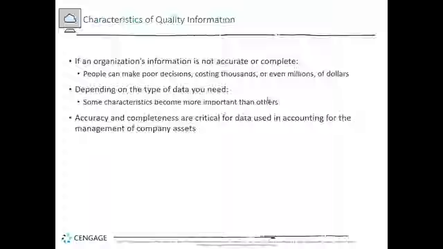The value of information. Valuable information helps people perform tasks more effectively and efficiently. Inaccurate data results in loss of potential new customers and reduced customer satisfaction. Characteristics of quality information: if an organization's information is not accurate or complete, people can make poor decisions, costing thousands or even millions of dollars.